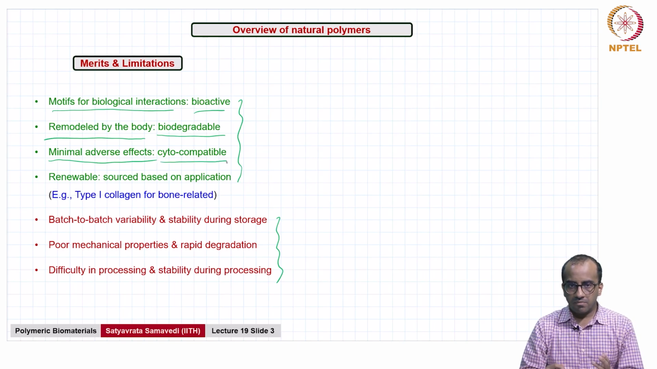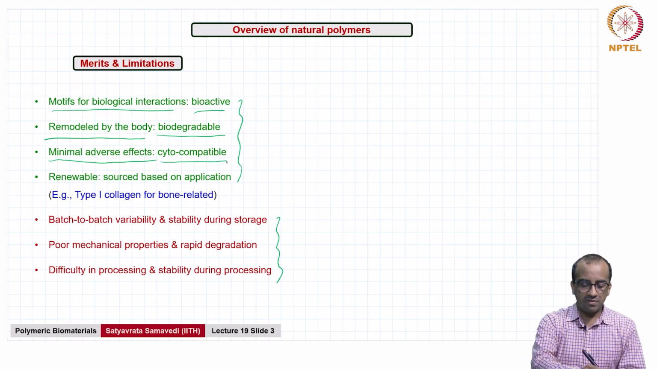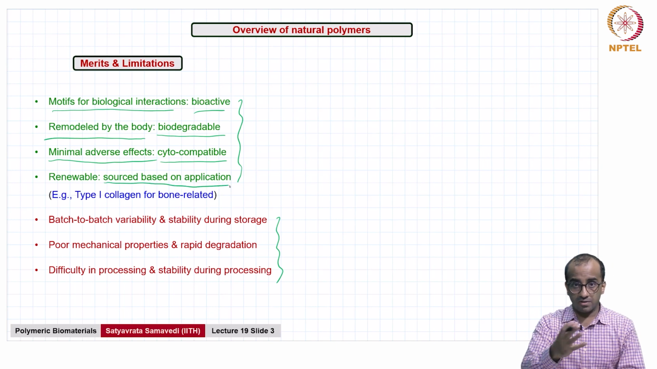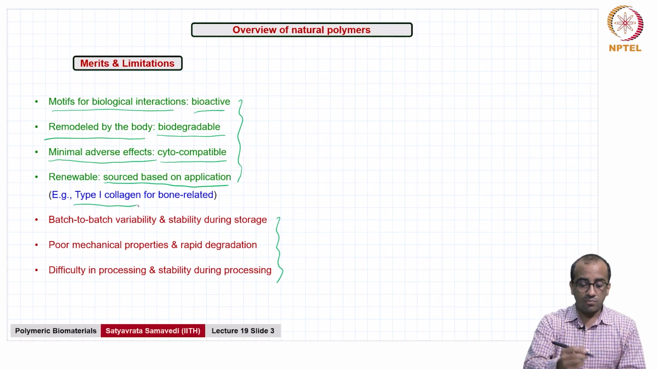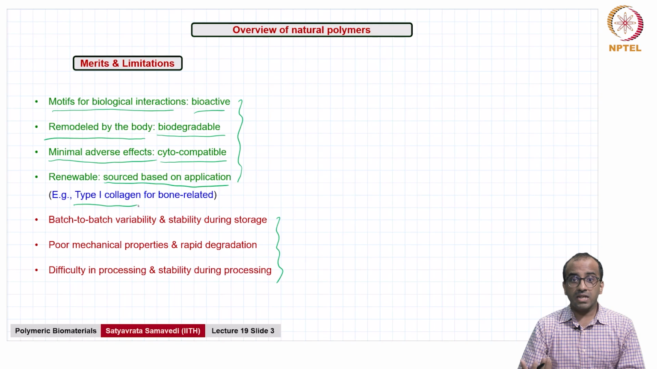And because they are a renewable resource, we have a wide variety of options for choosing these kinds of polymers based on the application. One example given here is type 1 collagen for any bone related application, because type 1 collagen in itself is a major component of bone tissue. That is the logic. Of course, there are some limitations vis-a-vis synthetic biomedical polymers.